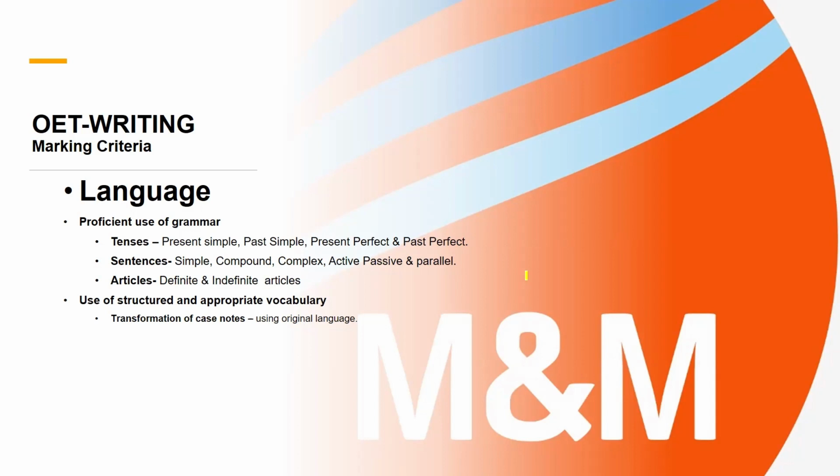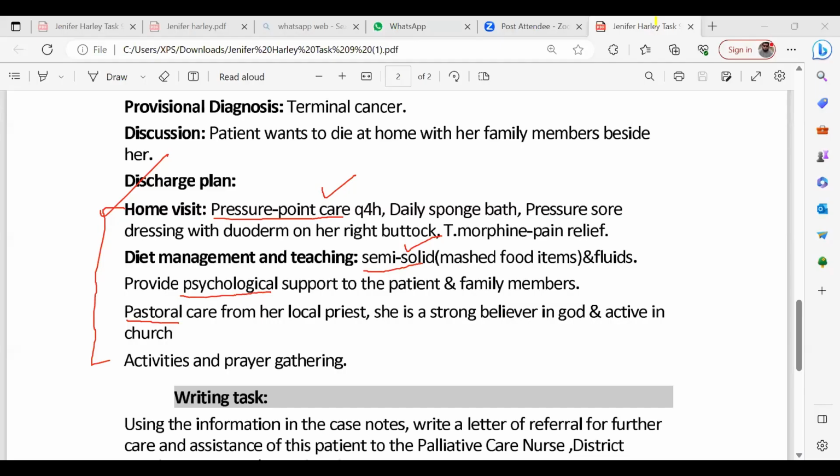Followed by the sentences, we have to use simple, compound, complex, and active to passive, and a variety of grammatical structures should be used to translate the event in the right tense. And then the parts of speech and the use of articles should be appropriate, right? So these are the marking criteria of OET that we have discussed.